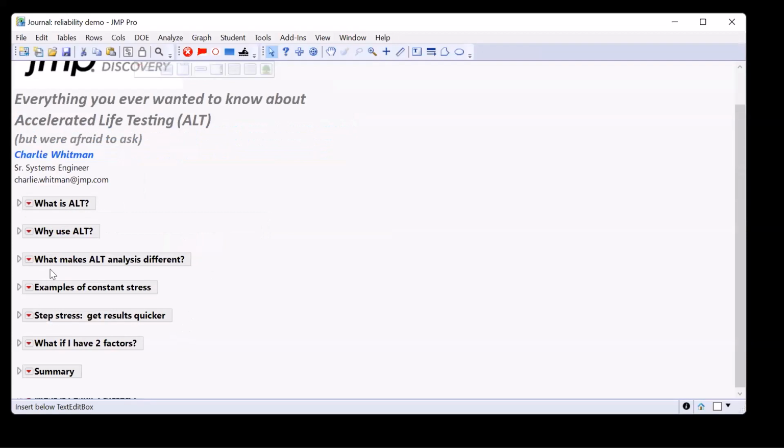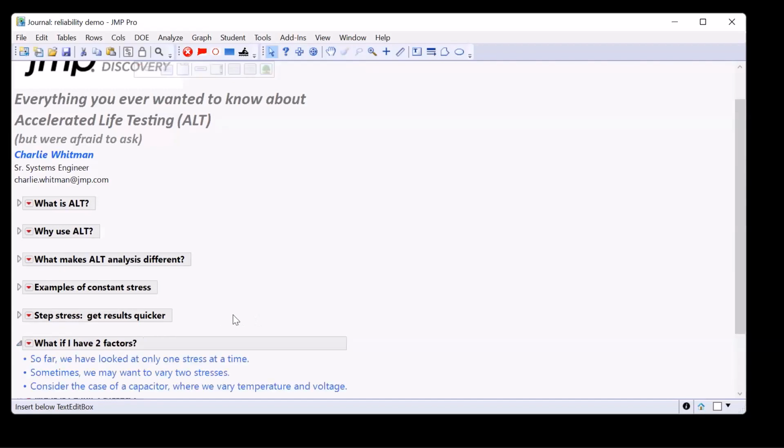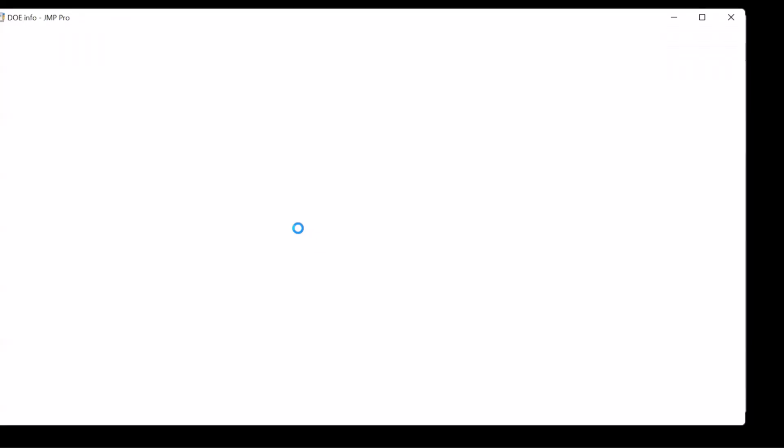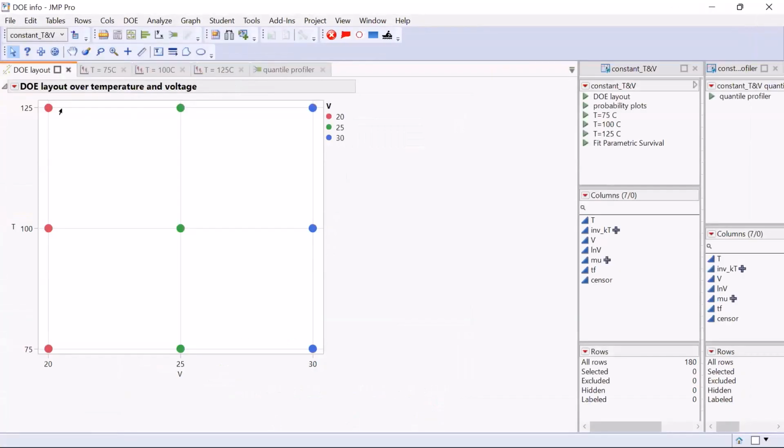Now I've talked about constant stress. I've talked about step stress, but I've only talked about one factor. What happens if I have 2 factors, right? Sometimes you want to get a reliability map, or you want to find out what happens if I have voltage and temperature? Sometimes I'm interested in knowing the effect of a couple of different factors, not just one.